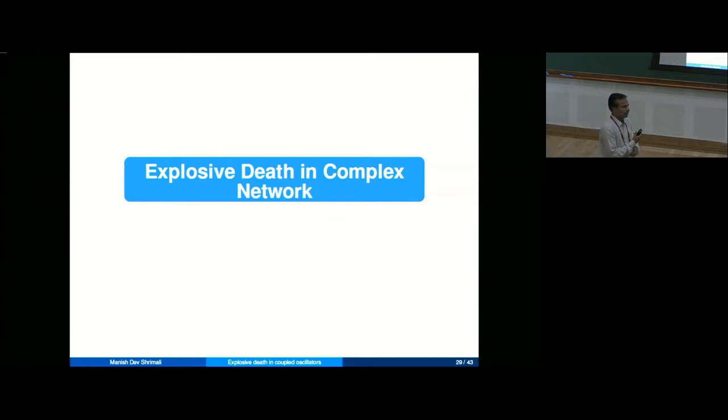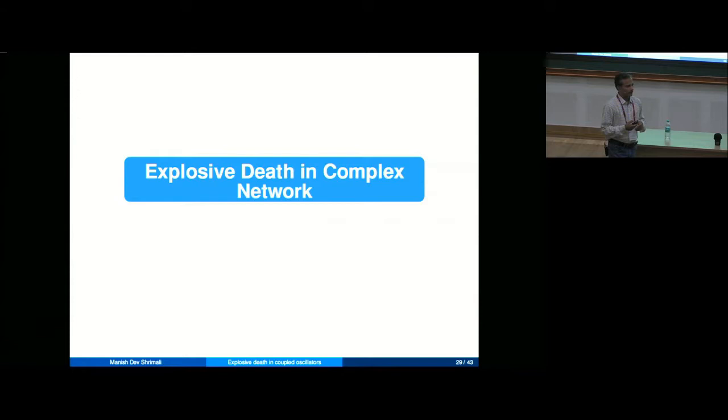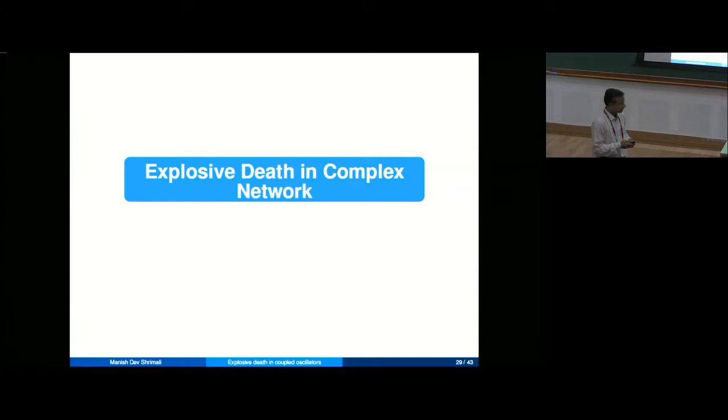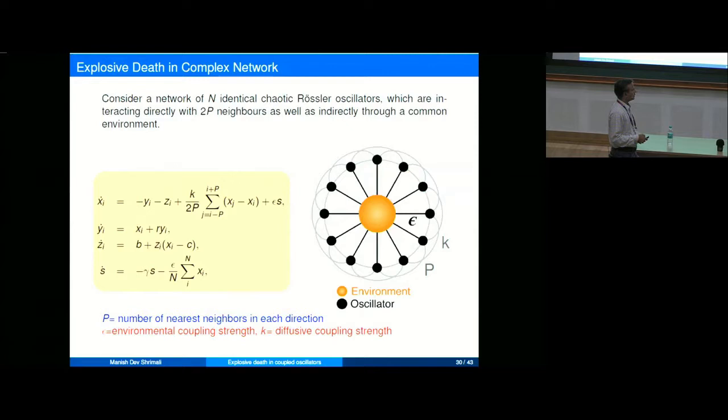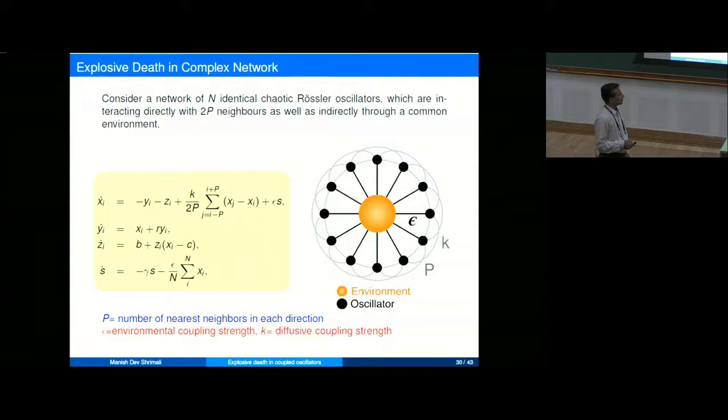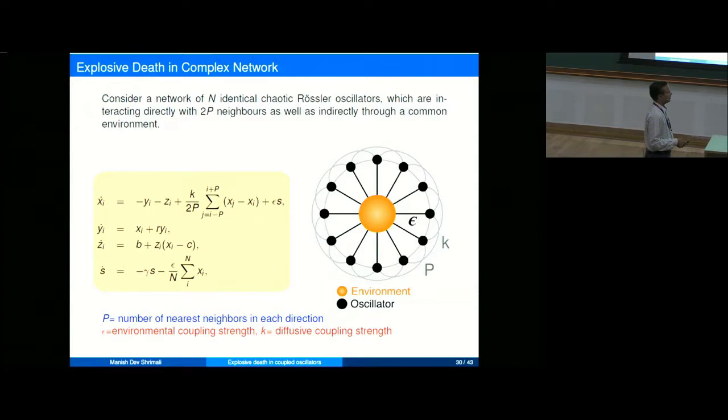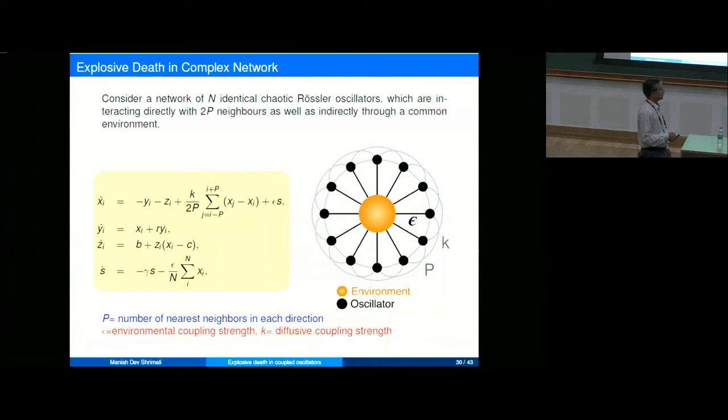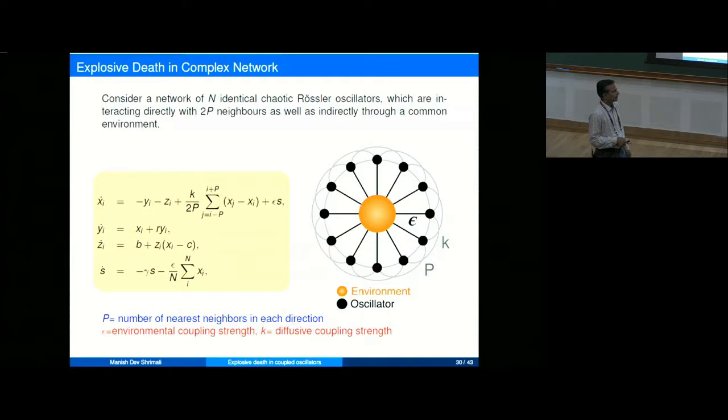So we went on looking at other possibilities. Because we have already checked that mean-field coupled and indirectly coupled oscillators give this kind of transition, we explored a network where both direct and indirect connections exist together. Here we looked at 2P neighbors: the neighbors on both sides of the oscillator, i plus or minus P, where P is the parameter showing how many neighbors are connected to a particular oscillator, and you have the local environment with the direct coupling between the oscillators.